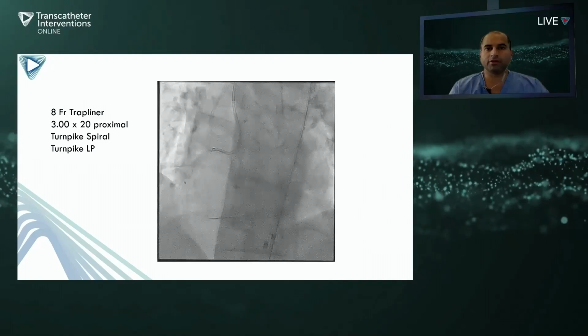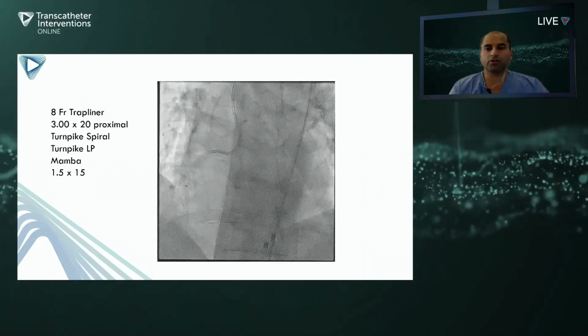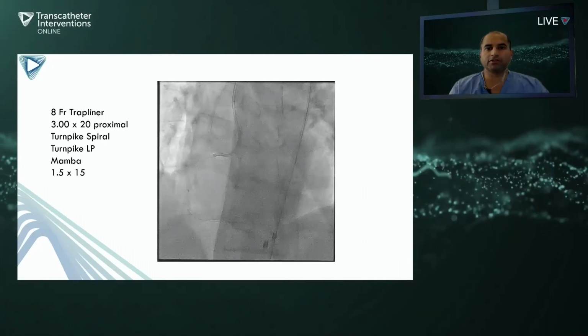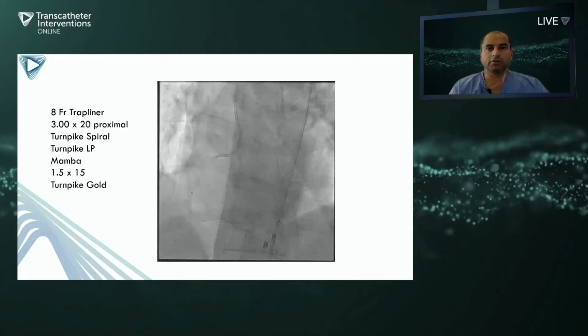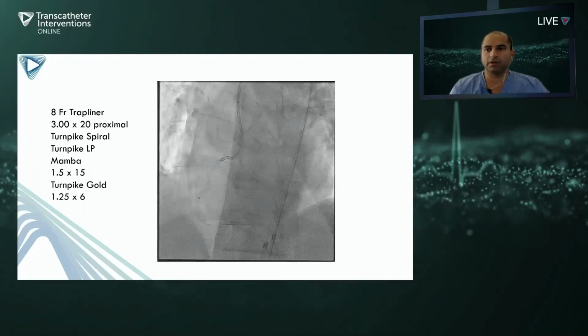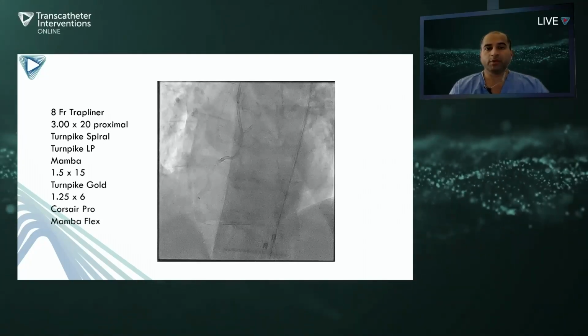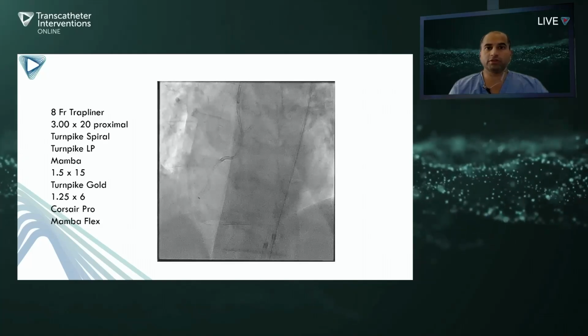We got the trap liner down and ultimately could not cross the distal part of that lesion. The distal cap could not be crossed. And we tried everything, microcatheter spinning, et cetera. So what do you do at this point? Well, the real question is you have an uncrossable lesion, but a wire across.